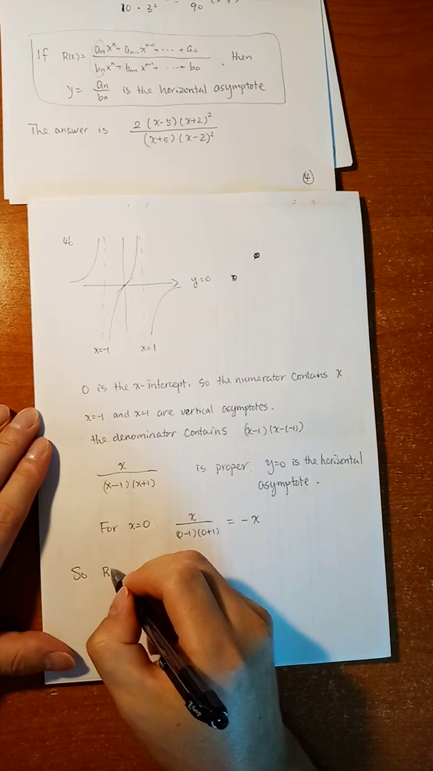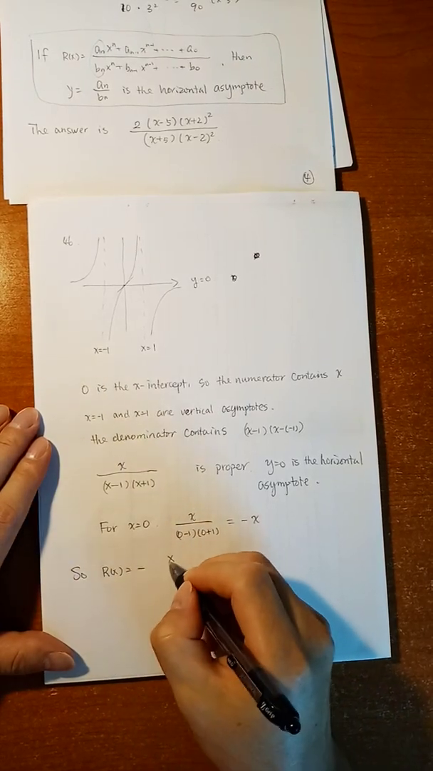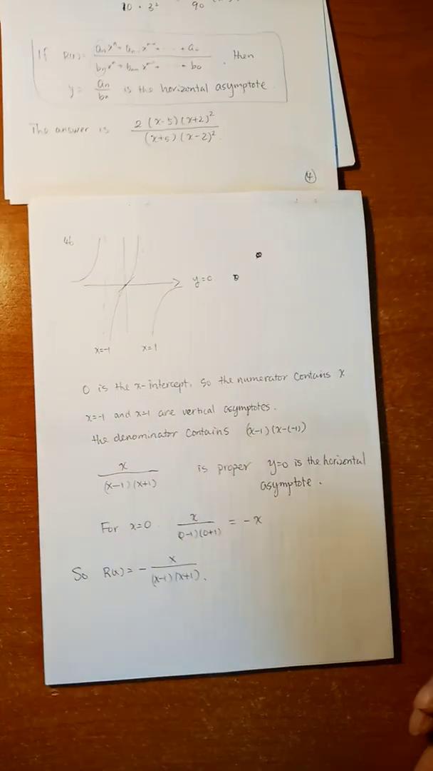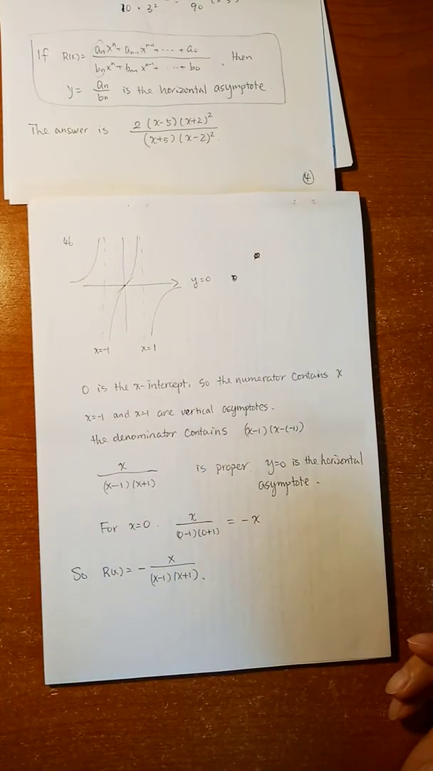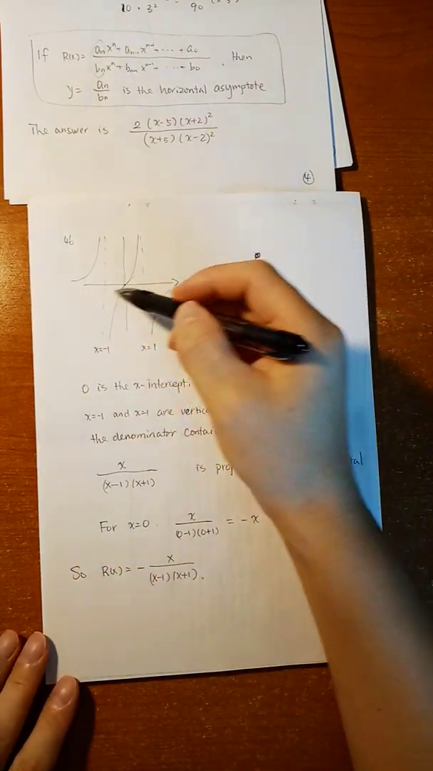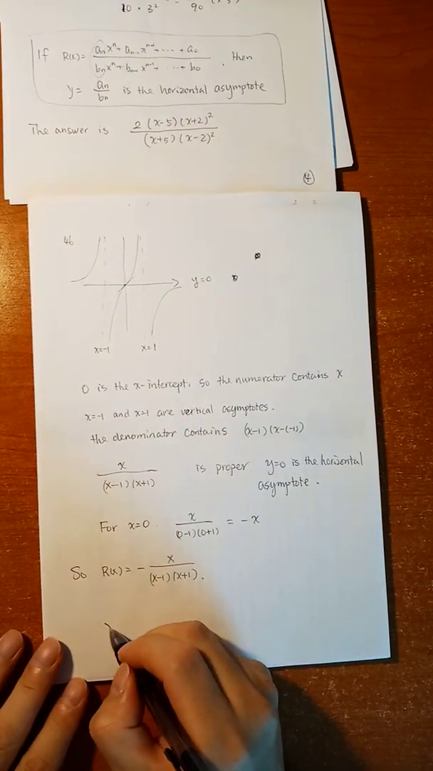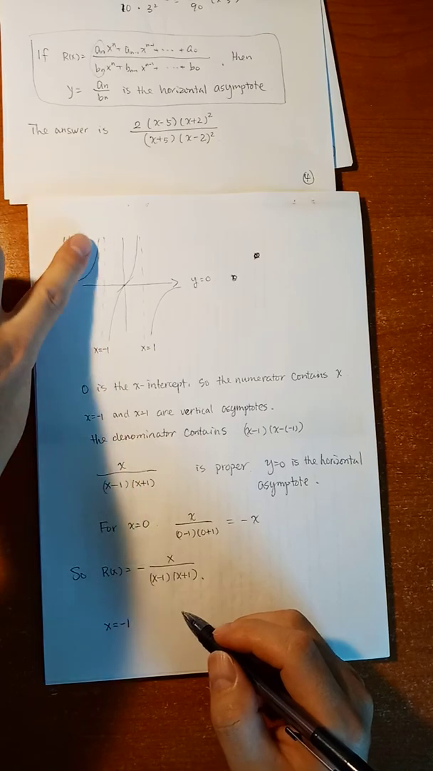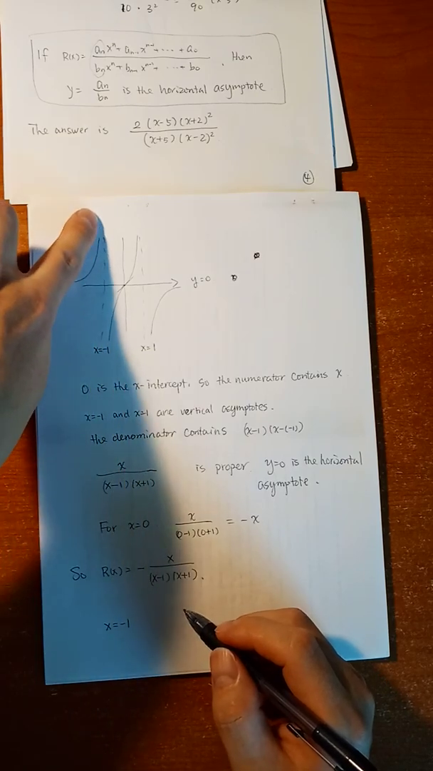so r of x should be negative x over x minus 1, x plus 1. It should be like this. This one, actually, you can also pick up, for example, let's pick up x equal to -1. If we check the left part, we require a positive infinity.